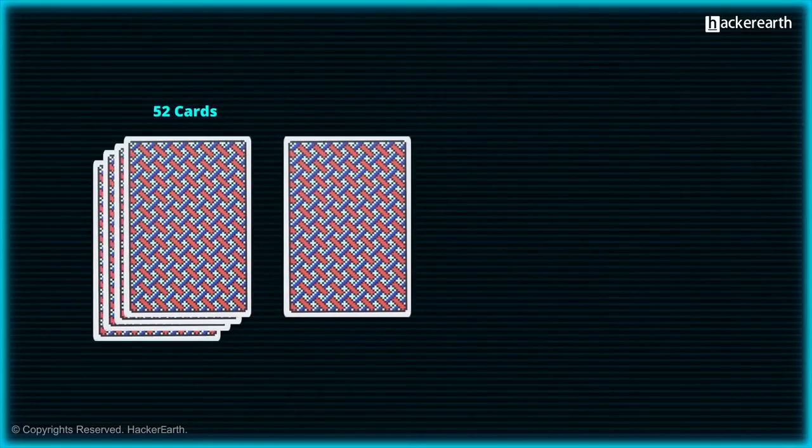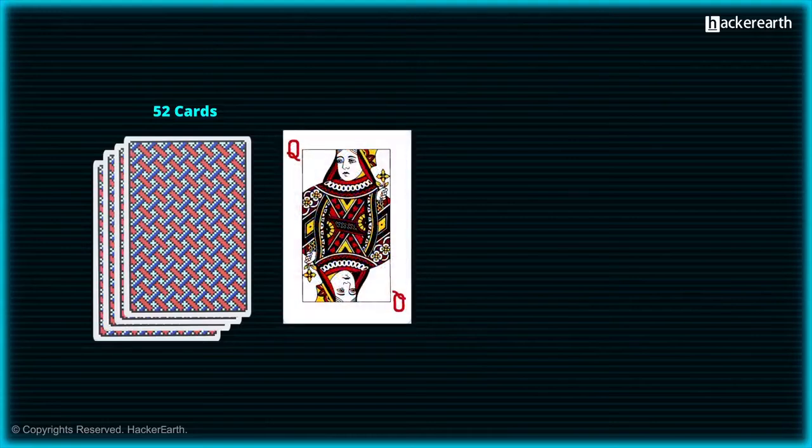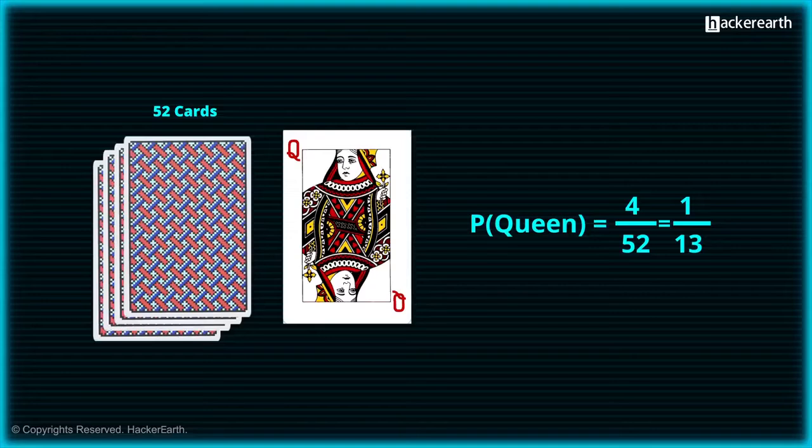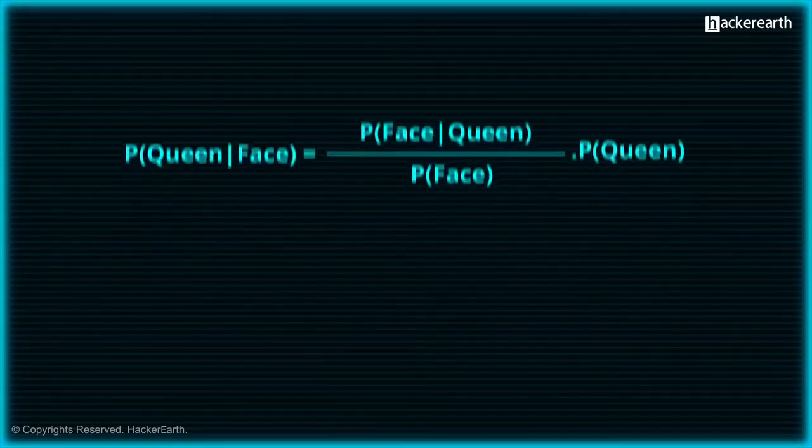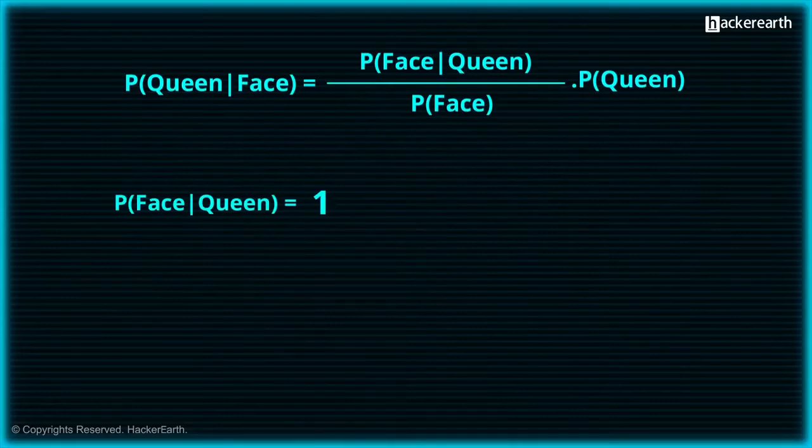Let us take an example to better understand Bayes' theorem. Suppose we have to draw a single card from a standard deck of 52 cards. Now the probability that the card is a queen, which is P of queen, is equal to 4 by 52, which is equal to 1 by 13. If we are given evidence that the card that we picked is a face card, the posterior probability, P of queen given face, can be calculated using Bayes' theorem as P of face given queen multiplied by P of queen upon P of face. Now P of face given queen is equal to 1, because given the card is a queen, it is definitely a face card.